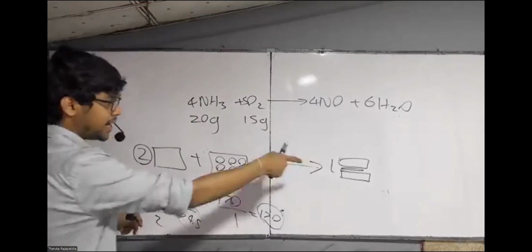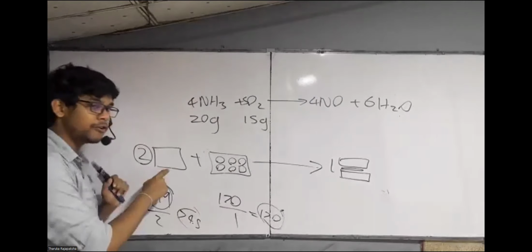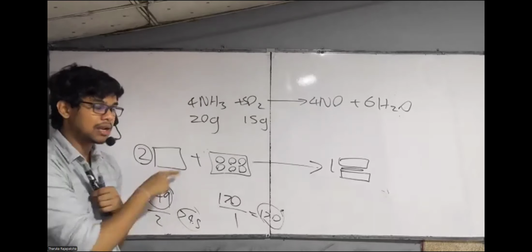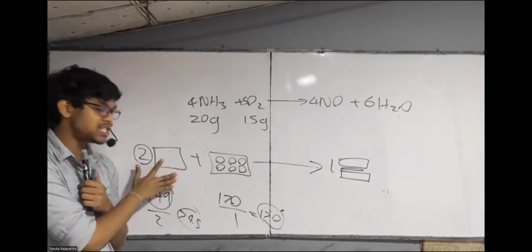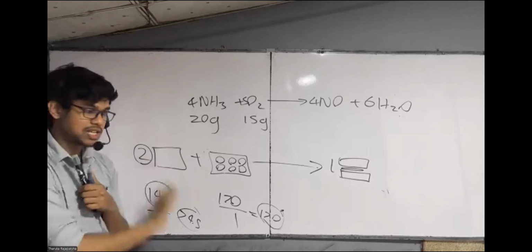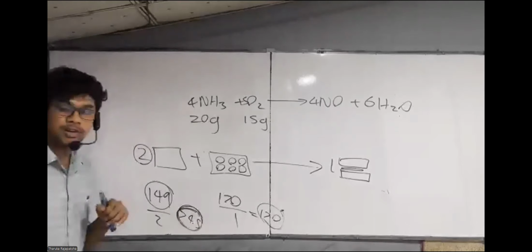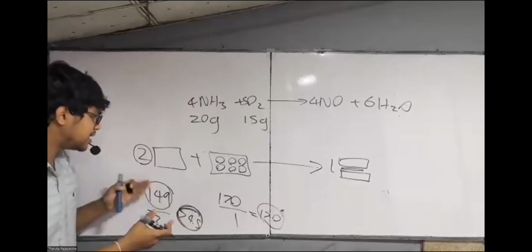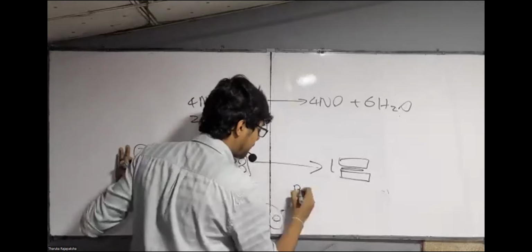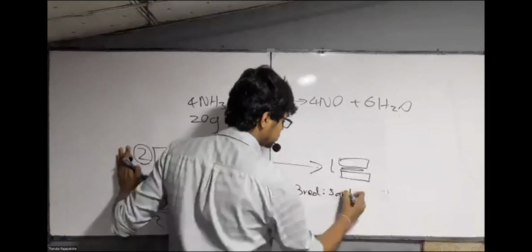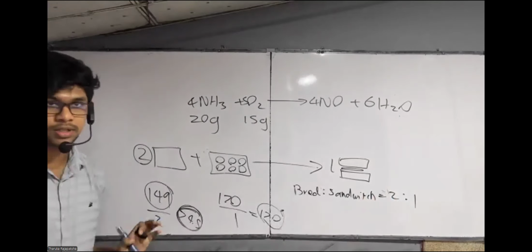Now, what we want to calculate is the number of sandwiches we can make. Of course, if the bread is going to finish first, then the amount of sandwiches we can make comes from this one. We are going to make the maximum amount of sandwiches by finishing all the breads. We can actually make 74 sandwiches, right? Now, the stoichiometric ratio is 2:1. So I can tell bread is to sandwich is 2:1.